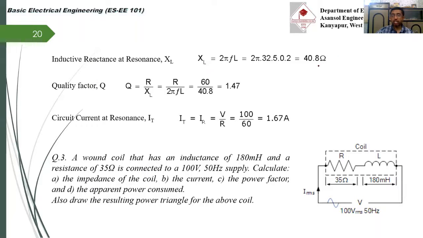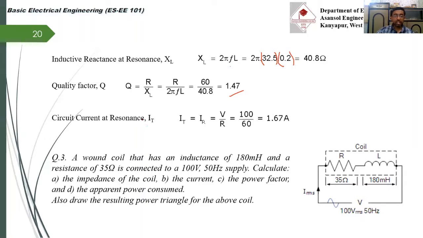Now, inductive reactance is calculated by this formula 2 pi FL. So XL value, putting the value of F, this is 32.5, and this is 0.2, will be 40.8 ohm. Now what is the quality factor? Here, unlike the series resonance circuit, it is the inverse. That means R by XL, so it will give you 1.47.